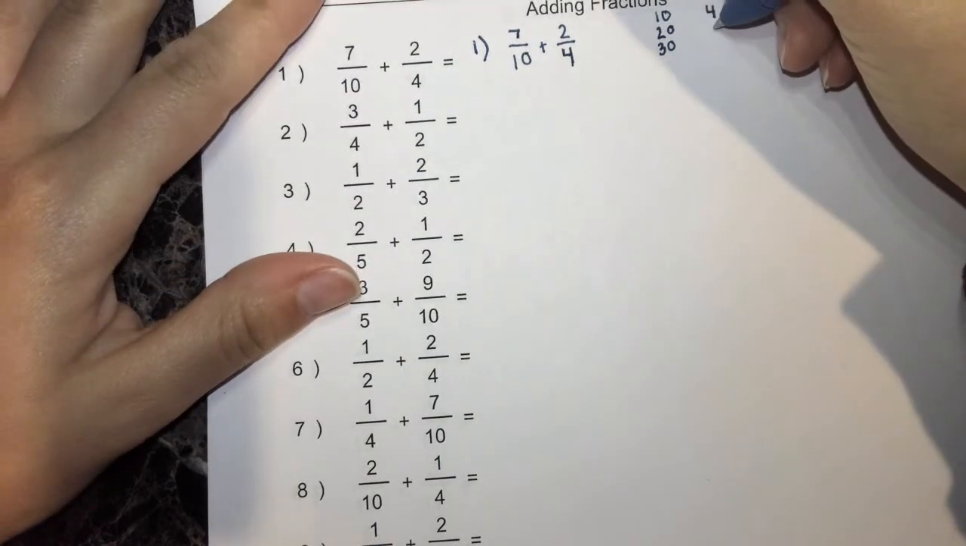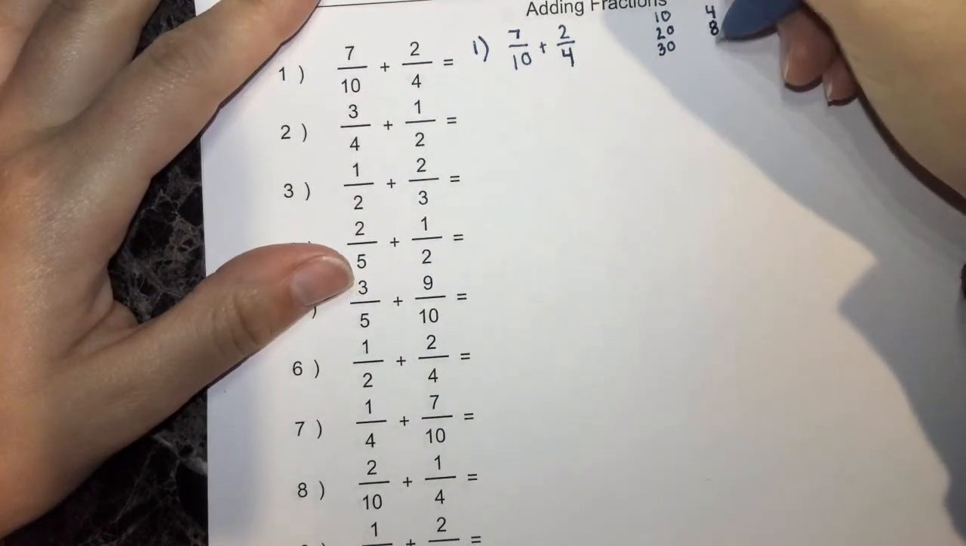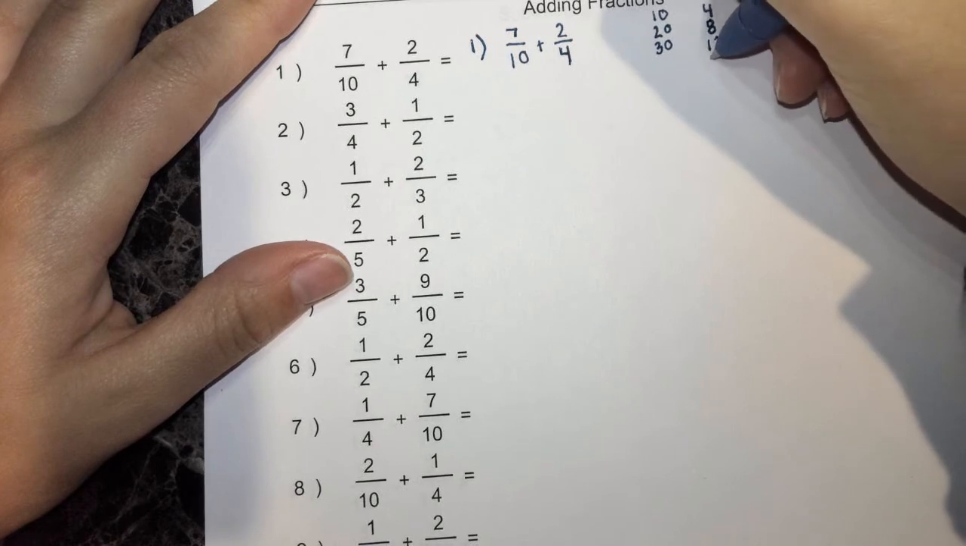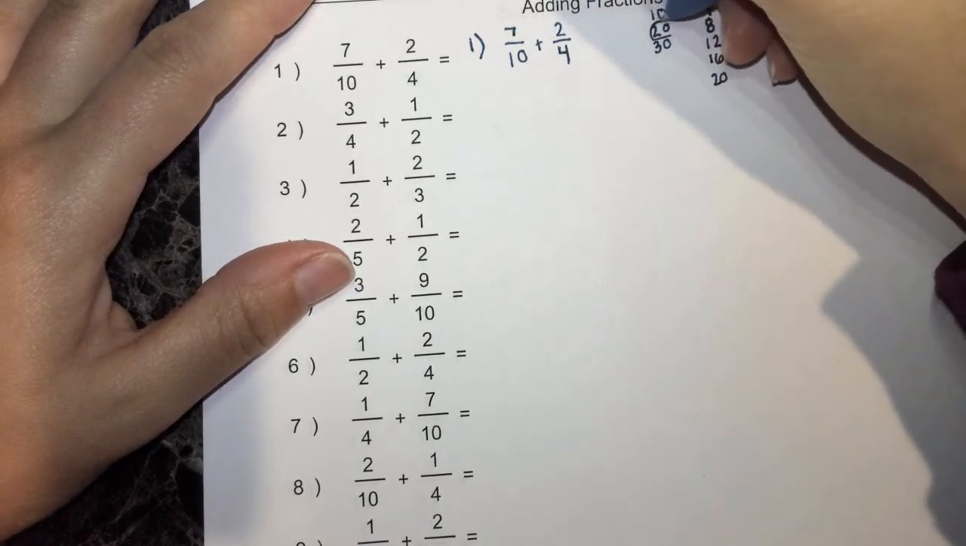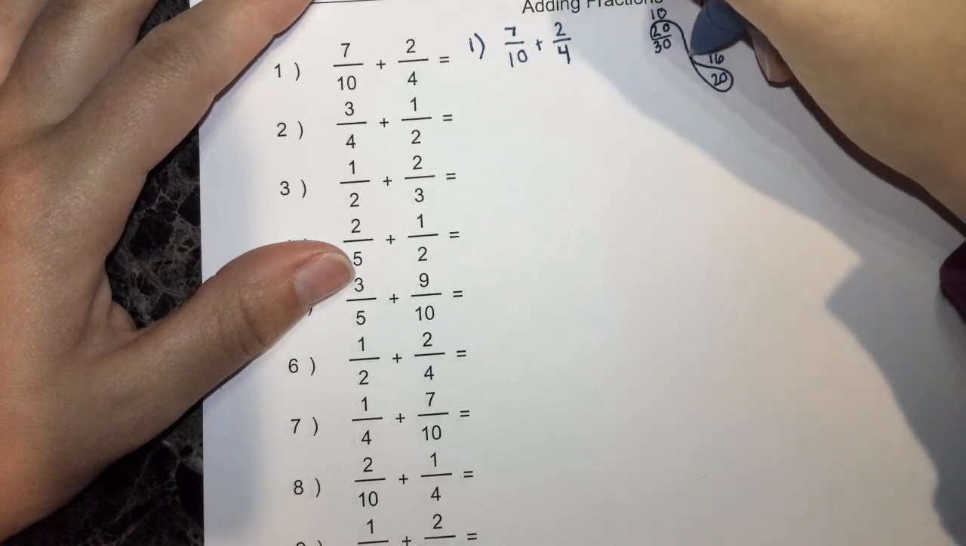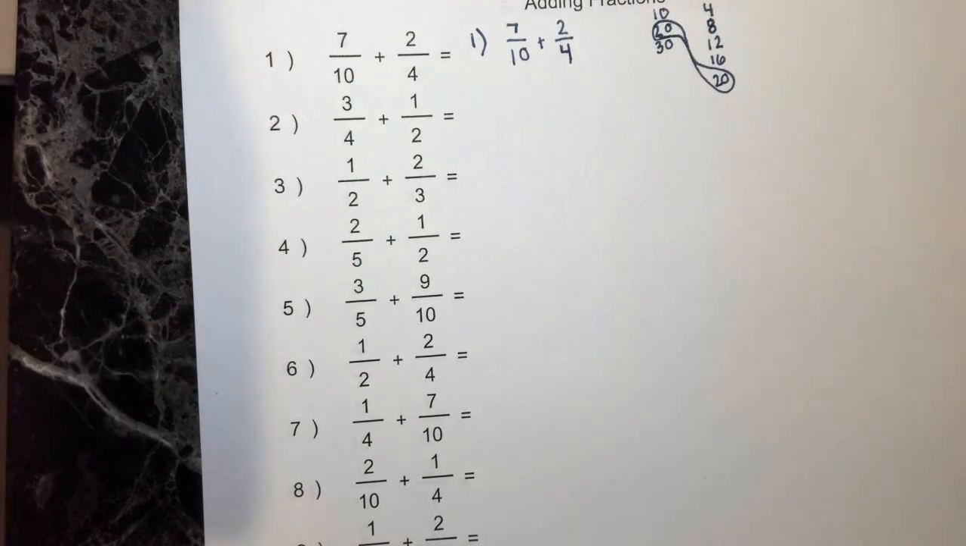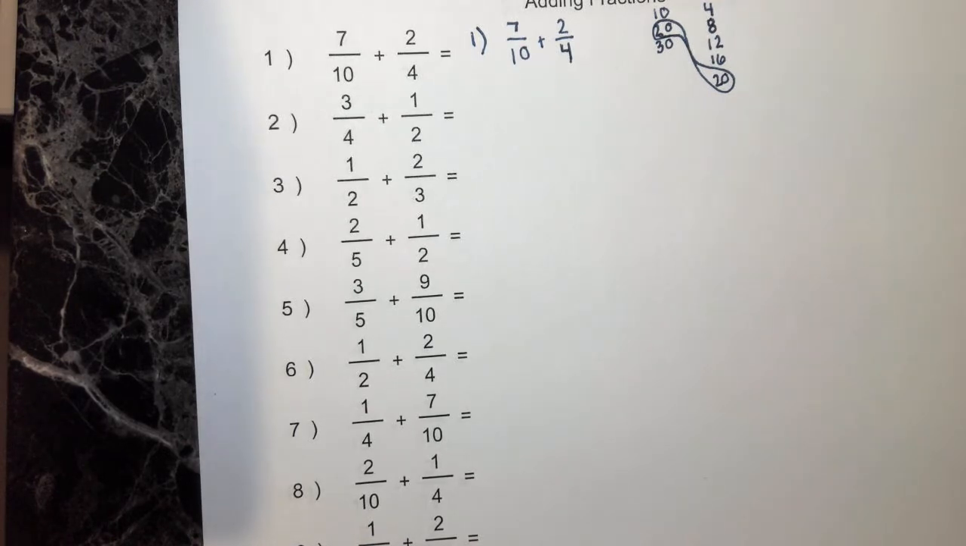So 4, I'm going to keep adding it. I'm going to get 8, 12, 16, 20. I got to 20. That is my lucky number, and what you don't realize is you are doing 6th grade math by doing this type of thing. This is called finding the least common multiple. Okay? This is also the least common denominator. That's how you do it.